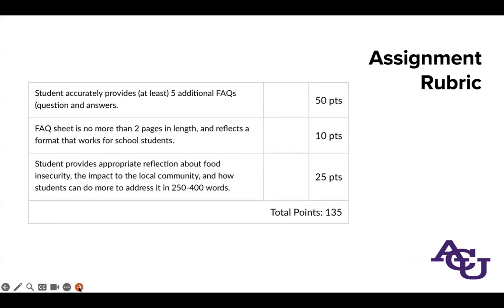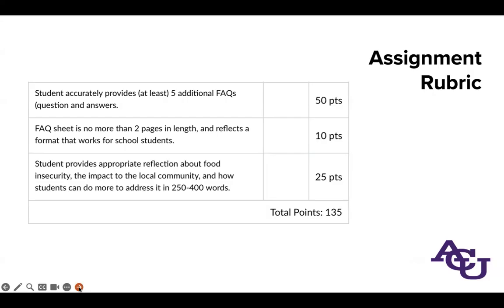Now, the ante goes up with the following. The student accurately provides at least 5 additional FAQs, question and answers. That's for 50 points. So that means you're really stepping out. You're making it personal. You're thinking about it. You see the questions that you've been given to use. You're going to come up with at least 5 additional ones that are really good and solid on your own. That's worth 50 points.